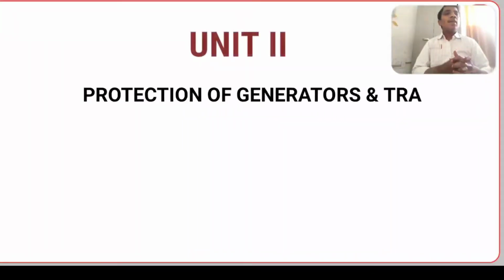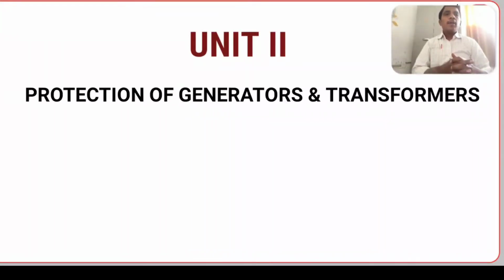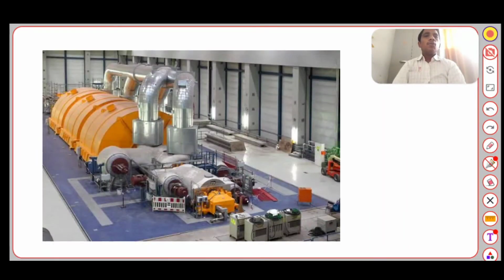Unit 2 is protection of generators and transformers. Let us go for protection of generators and transformers. Generators are very important. Electrical power is generated in power plants by alternators. How we protect generators or alternators will be studied in this chapter.